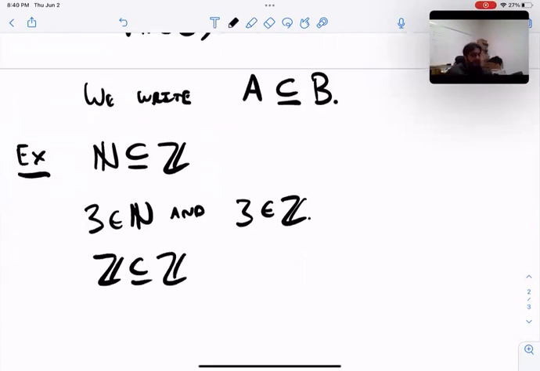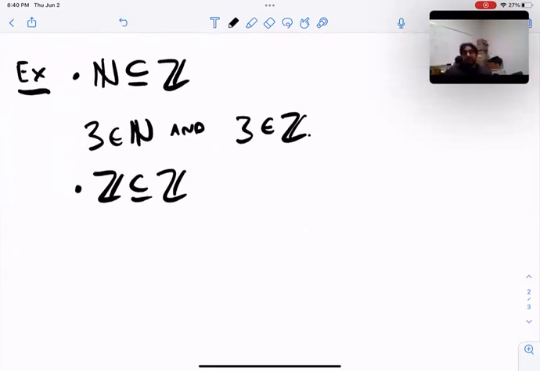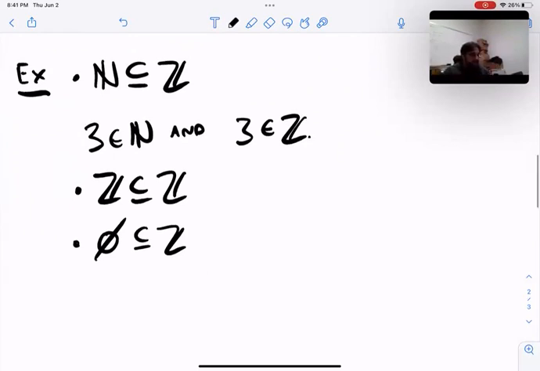Nowhere did we say that a set couldn't be considered a subset of itself. Every element of the integers is an element of the integers. Perfectly valid. You can also say the empty set is a subset of the integers. Also perfectly valid. The empty set doesn't have any elements, so all of them, even though there are none, vacuously are contained in the integers. So those are three quick examples of subset relations.